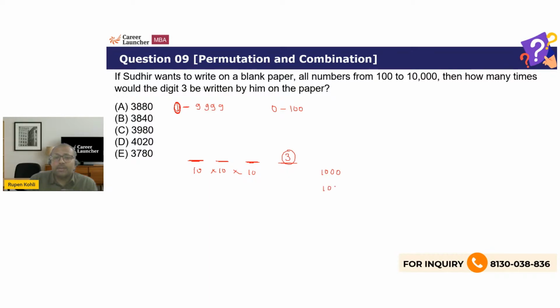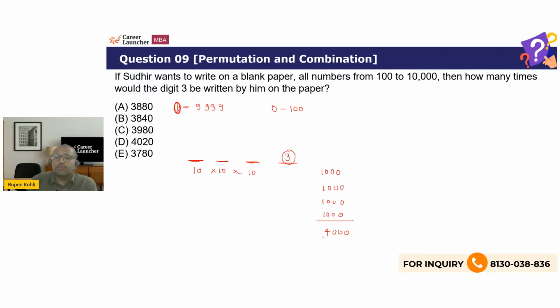Same for appearing at the tens place. Likewise कि 3 यहाँ पर आएगा तो बाकी तीनों positions पर 10 ways, 10 ways, 10 ways. 1000 times 3 will appear at the tens place. 1000 times 3 will appear at the hundreds place. 1000 times 3 will appear at the thousands place.